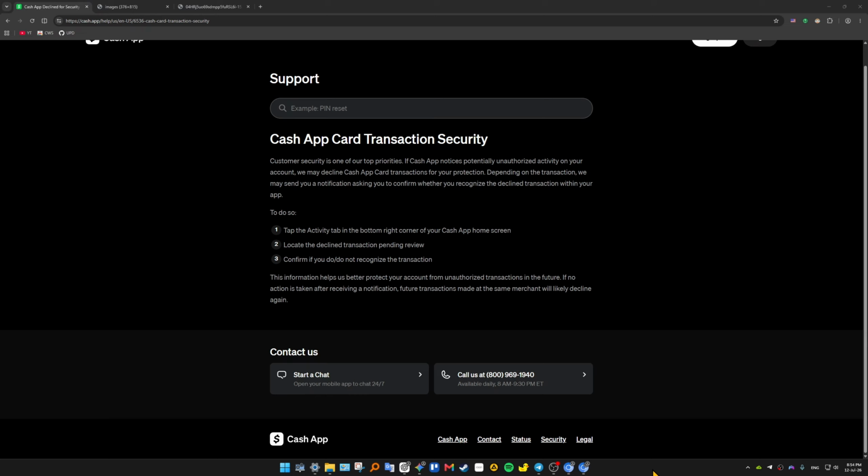Also guys, make sure you go to the App Store or Google Play Store to check that your app is fully updated. And once your details match up and you authorize the pending block, your account should be back to normal.